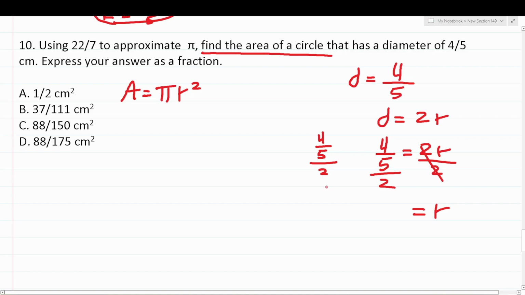Well, what does this look like? This looks like the division of two fractions. And again, you can express a whole number as a fraction by placing it over 1. So I can rewrite 2 to be a fraction by placing it over 1. And now you can clearly see that to find r, we have to divide these two fractions.